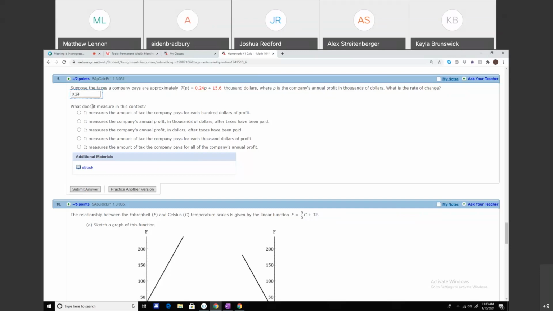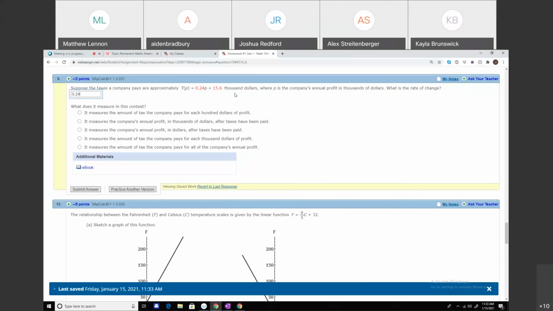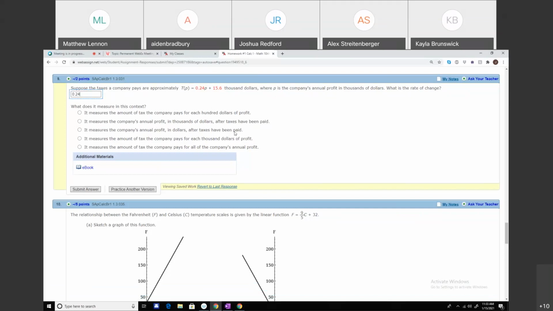Right? And what does it measure? Remember, the slope has units of y over units of x, or units of output over units of input. Units of output are taxes in thousands of dollars. Units of input are profit in thousands of dollars. So it measures the amount of tax they pay for all the company's annual profit, right? So the ones that you should be narrowed down to are the first choice, the tax they pay for each hundreds of dollars of profit, the tax they pay for each thousands of dollars of profit, and the tax they pay for all the company's profit. Well, the thing is, the taxes are in thousands of dollars and the company's profit is in thousands of dollars. So that will cancel out.